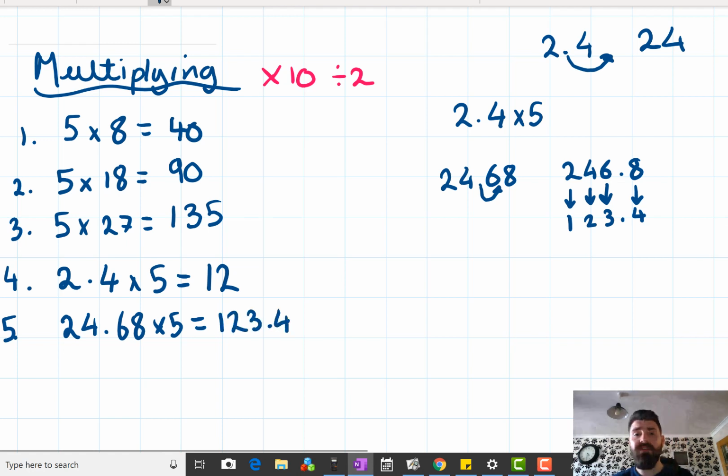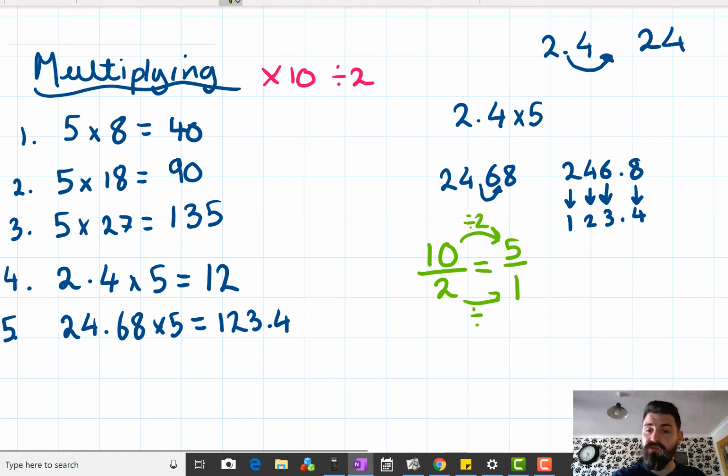It's extremely fast to multiply using this method, guys. Like I say, you just need to remember timesing by 10 and then dividing by 2. For the keen people amongst you, timesing by 10 and dividing by 2 is effectively timesing by 10 over 2, which, if you simplify this, 2 goes into both of these numbers, 5 divided by 1 is 5. That there is your understanding as to how it works.